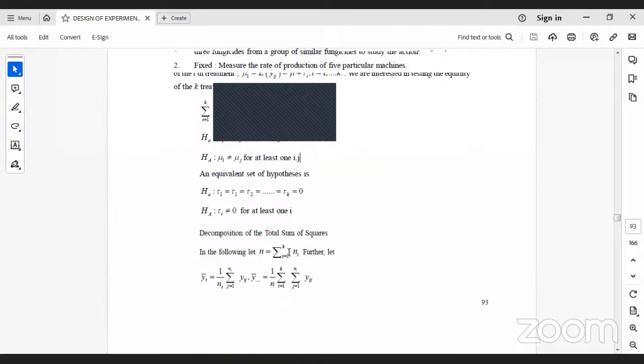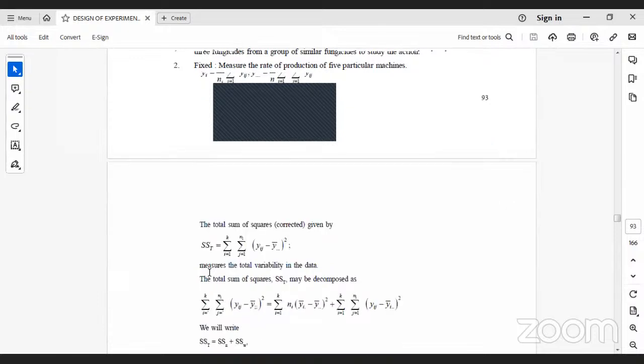Decomposition of the total sum of squares. y bar i is 1 by n i summation of j equal to 1 to n i of yij, and y bar is 1 by n summation of i equal to 1 to k, summation of j equal to 1 to n i of yij. The total sum of squares, corrected, is given by SST. It is not SST, it is TSS, the total sum of squares, where T comes first: summation of i equal to 1 to k, summation of j equal to 1 to n i, yij minus y bar whole square.